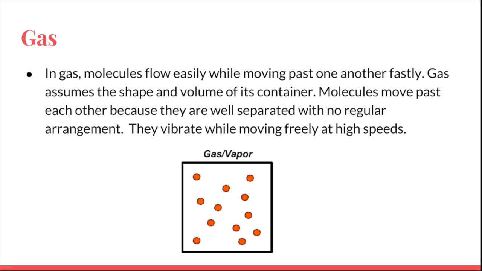In gas, molecules flow easily while moving past one another quickly. Gases assume the shape and volume of their container. Molecules move past each other because they are well separated with no regular arrangement. They vibrate while moving freely at high speed. An example of gas is helium. Helium is what's inserted into balloons to make them float.